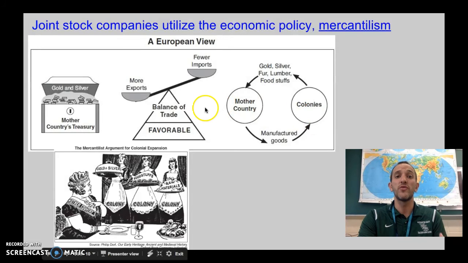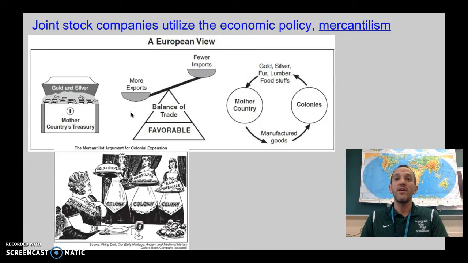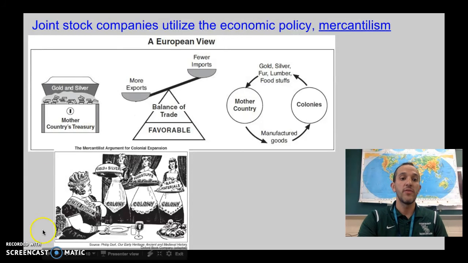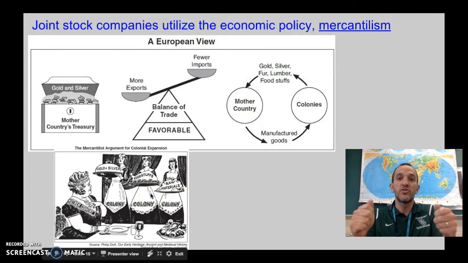And really what it leads to for the mother country, Europe in this case, is a favorable balance of trade. They're doing good. They're making a ton of money. If you're a colony, on the other hand, mercantilism is not good for you because you are losing money. There's a cartoon here of the mother country, a woman who looks like she has eaten well, and then the colonies coming with gold and silver, with food, with raw materials, and they are basically the servants.